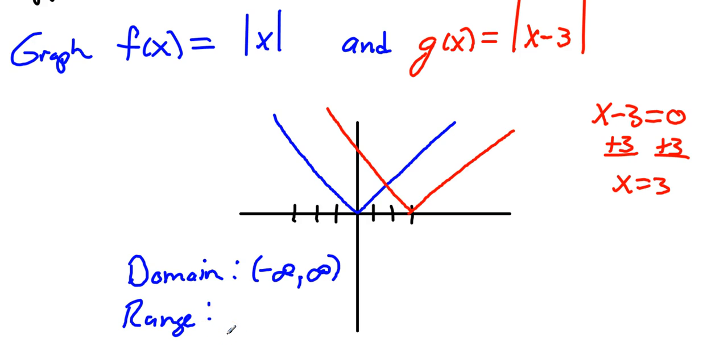And for your range, that's your up and down movement. So all we did with this graph was just slide a little bit left and right. We didn't change anything on the up and down part. So for this one, it definitely is going to start at 0, and that's going to go up in both directions. So it'd be from 0 to infinity.